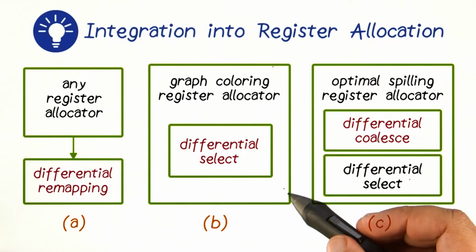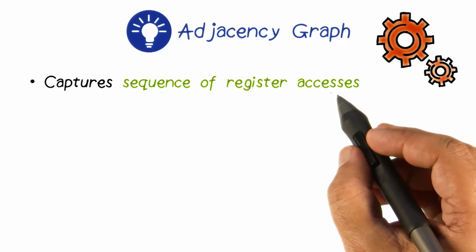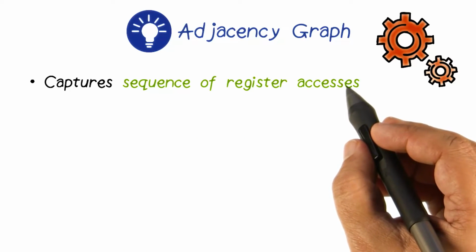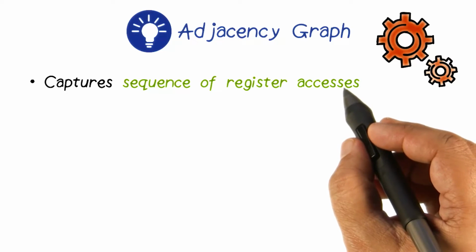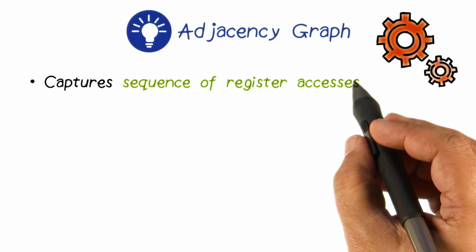Please refer to the instructor's manual and learning guide for details. Refer to the paper which describes these techniques. So we are going to show you some details of how differential encoding really affects the representation of the interference graph. And then we are also going to show you how we can use that representation to some extent to do a differential select.